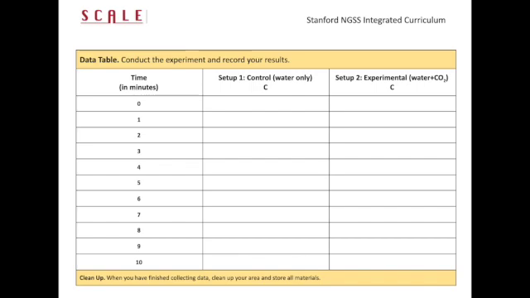You could give them a specific amount of time, or you could even tell them to let the experiment run until the temperature in both bottles is no longer increasing. That is, until it's stabilized or reached some sort of plateau.